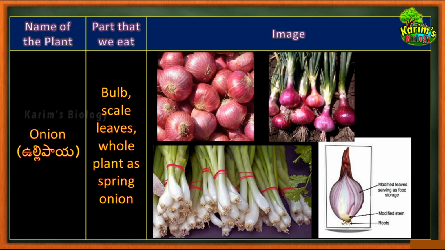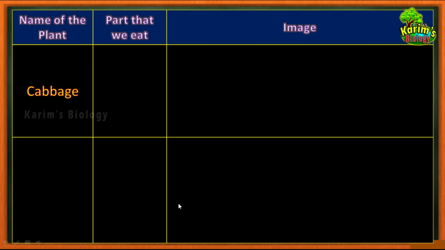So tell me children, which part of the onion are we eating? We are eating the bulb. How is the bulb formed? Bulb is formed by a modified short stem which is surrounded by fleshy leaf-like structures, and these become fleshy because the onion plant stores the food material in them, turning into a round structure called bulb. Okay, so this is what we are eating, and sometimes we can also eat the entire onion plant in the form of spring onions.